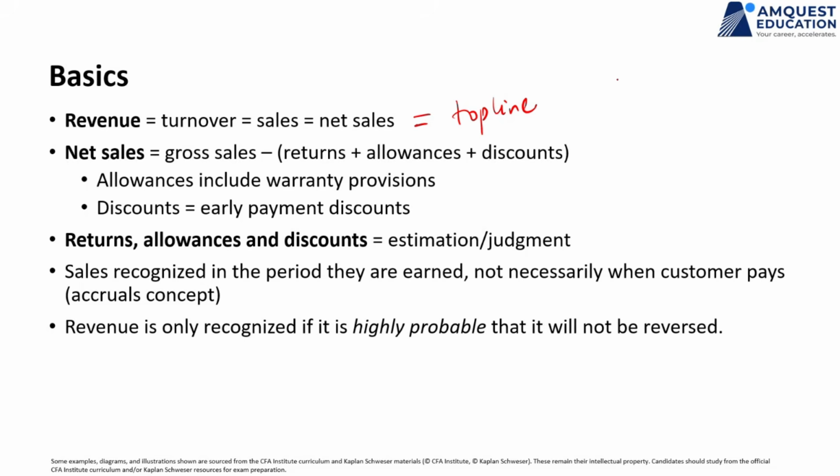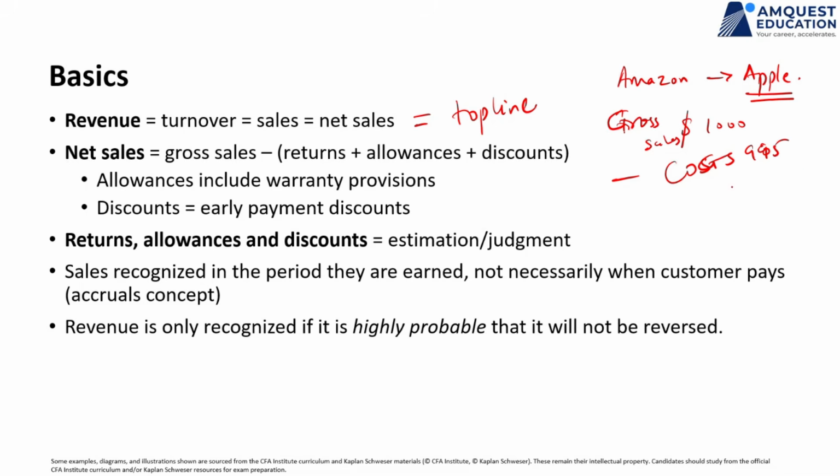Classical example, when Amazon sells an Apple phone or handset, you may sell it for, let's say, $1,000. That is gross for Amazon. Amazon's gross sale is $1,000. But after paying for the product, which is the cost of goods sold, let's say $995 for Apple, the $5 that you get is your net sales.